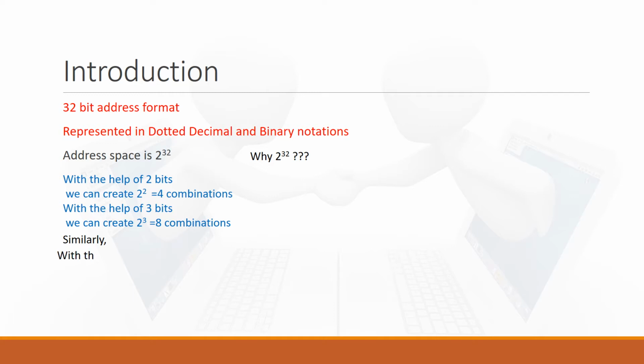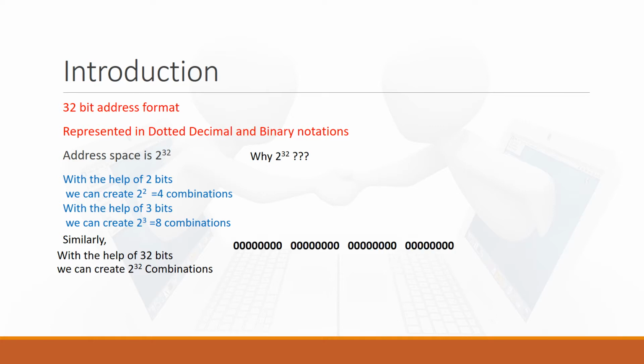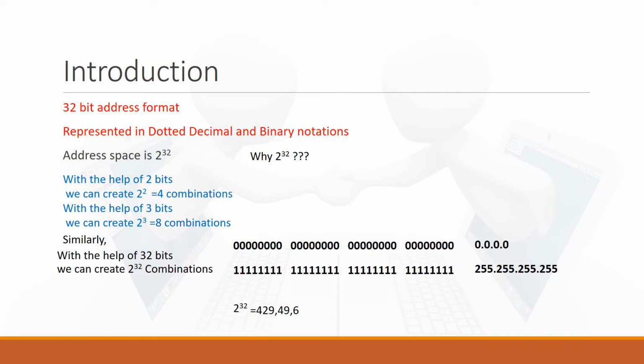Since we have a total of 32 bits, we can create 2 to the power 32 combinations, and each combination represents one address. In binary format, it ranges from all 32 bits 0 to all 32 bits 1, and in dotted decimal notation, it is 0.0.0.0 to 255.255.255.255. Its total is 2 to the power 32, which is equal to 429 crore 49 lakh 67,296, and approximately it is equal to 4 billion addresses.